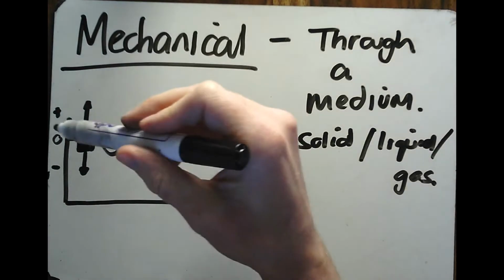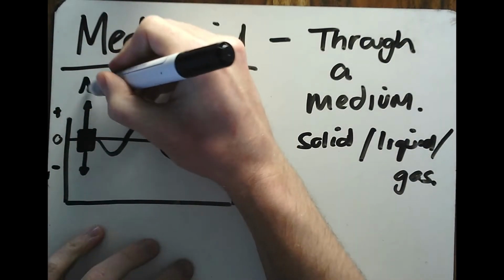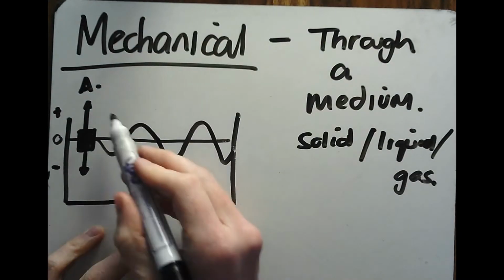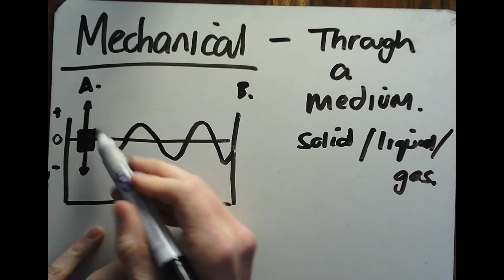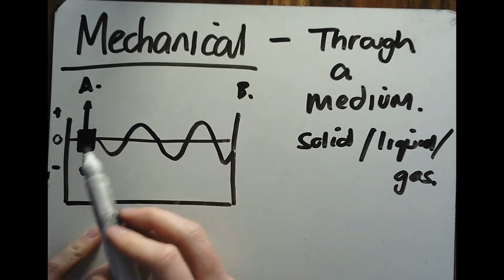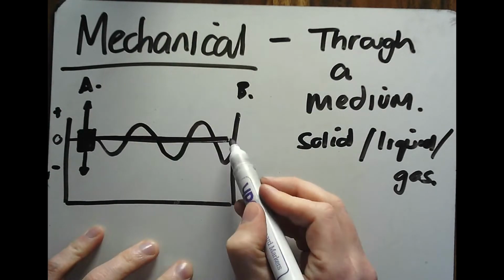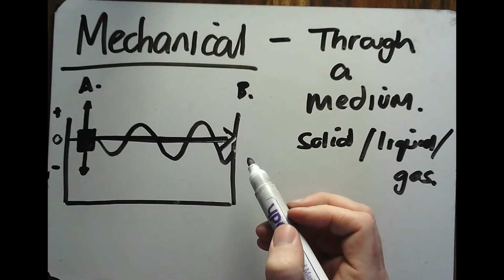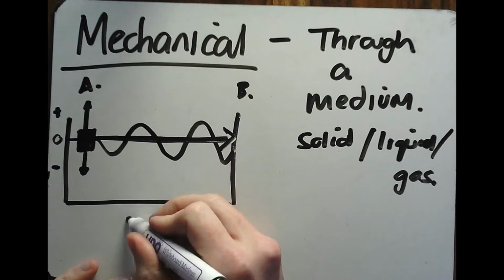And all that's happened is I have moved an area here. So this is area A. And it has transferred energy to area B. But I have only moved the matter here. I have only moved these particles in this particular area where the wood is. However, the energy has been transferred to B.